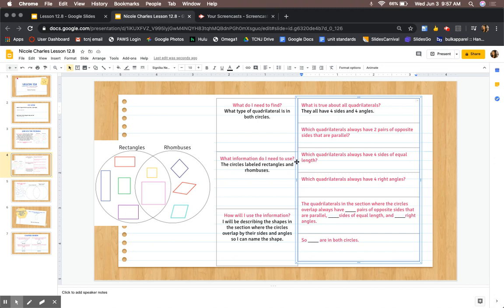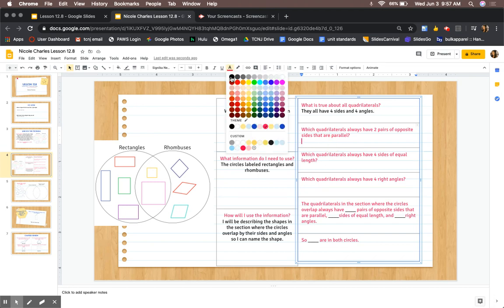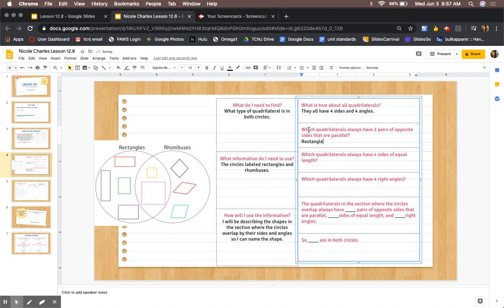Which quadrilaterals always have 2 pairs of opposite sides that are parallel? Which would we know? Well, we know rectangles. What else? We know squares. And what's one more? Well, if we look at this, two pairs of opposite sides that are parallel. Well, these all look like they're parallel, right? So we could also say rhombuses.